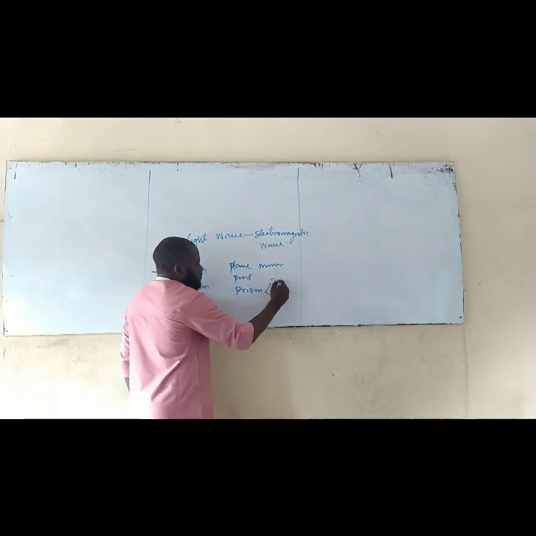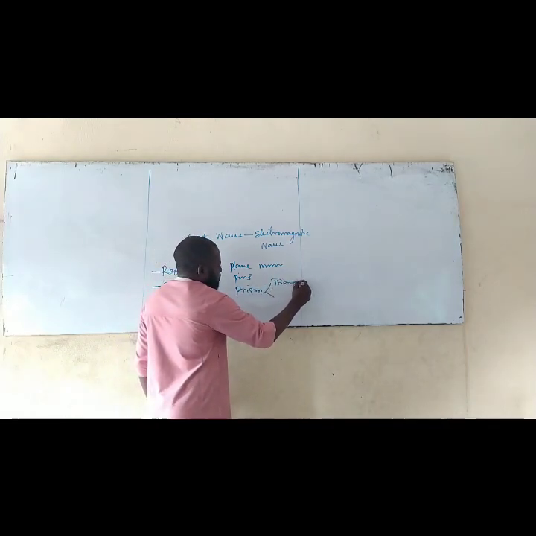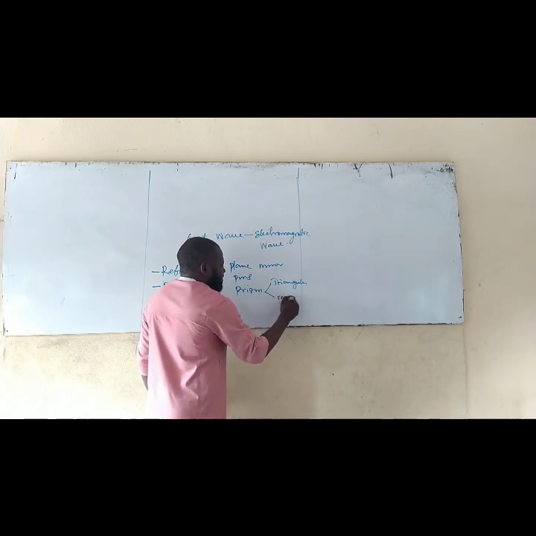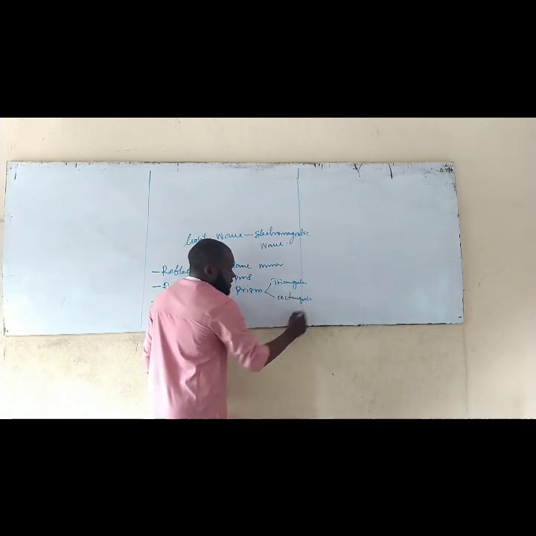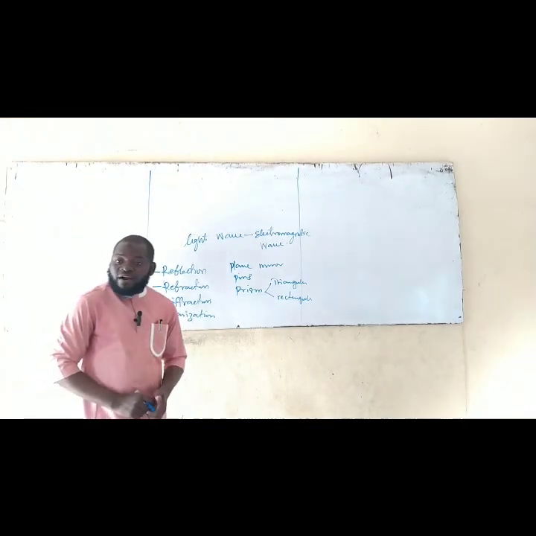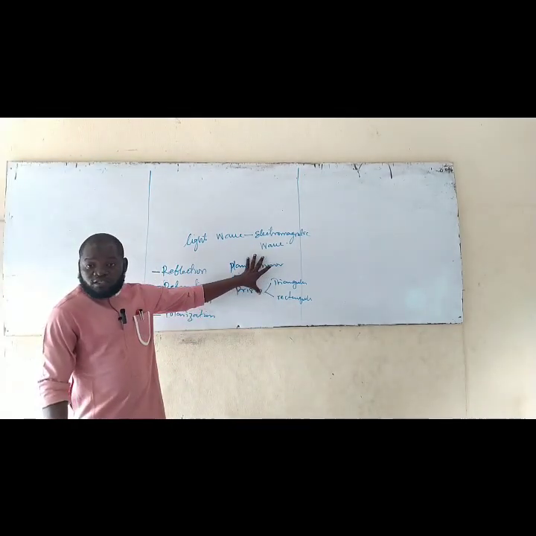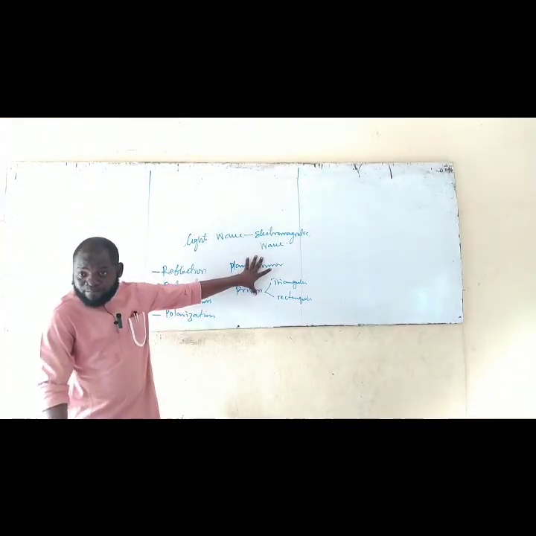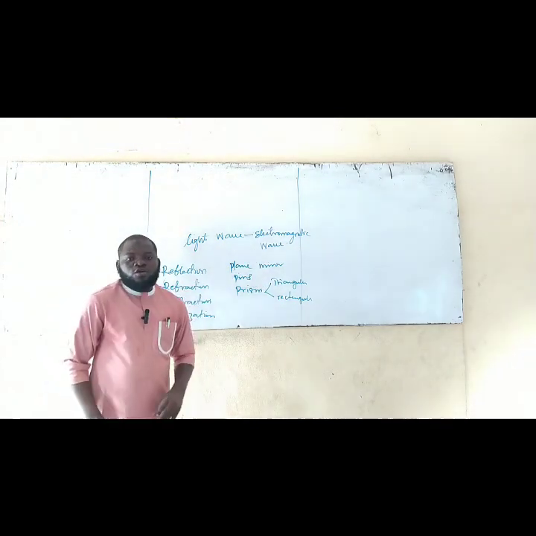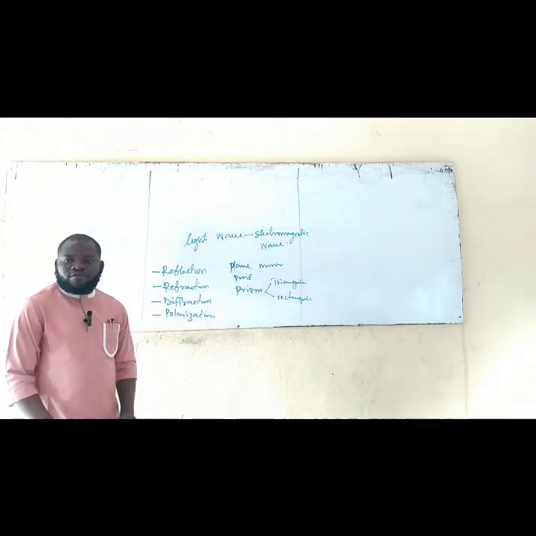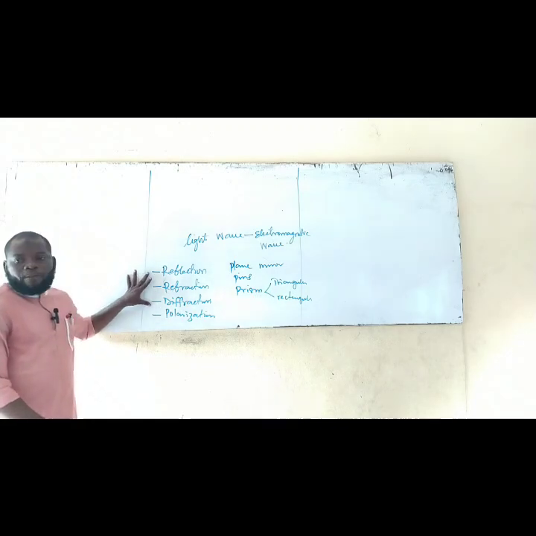Either triangular or rectangular, either of it. Whenever you have experiments that has to do with all these apparatus here, no doubt, you can only use them to verify two of all these properties. Am I making sense now?